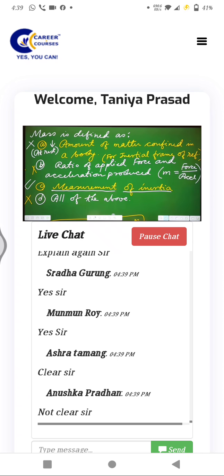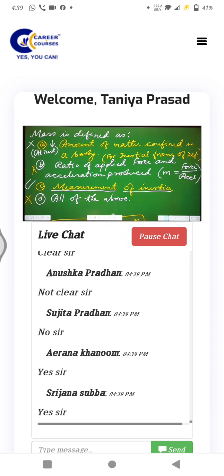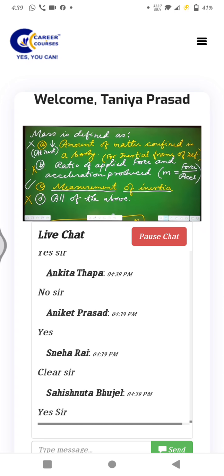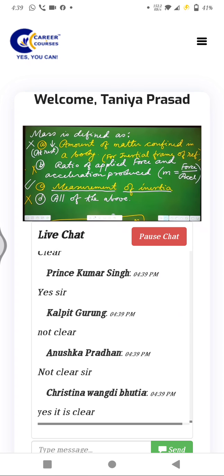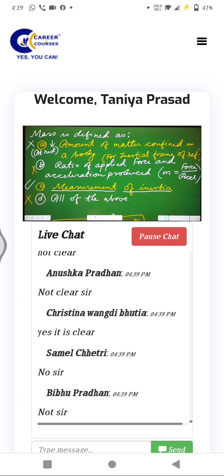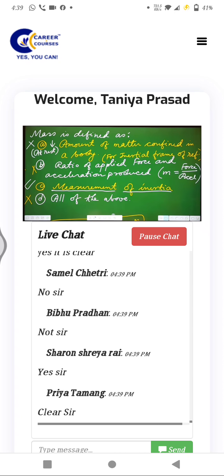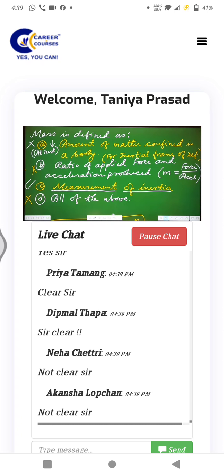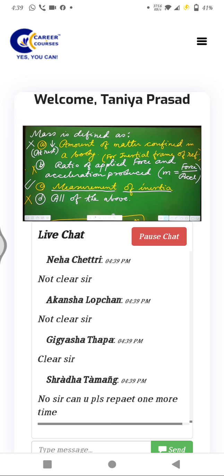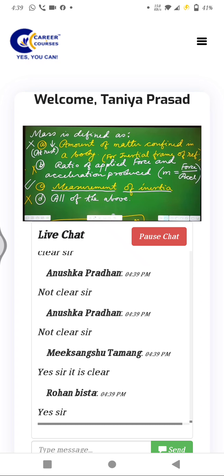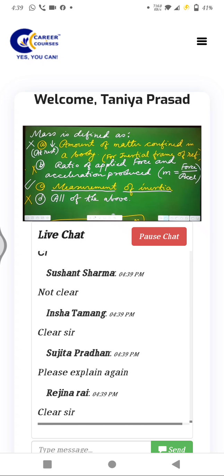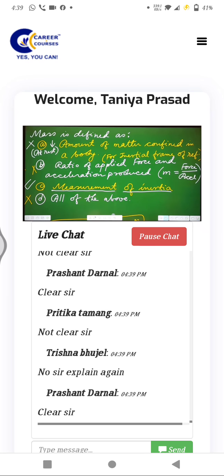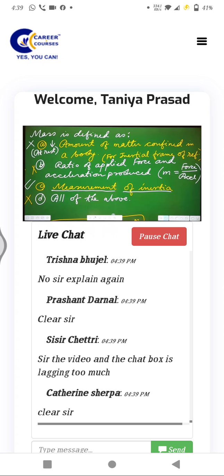If it is clear, you write clear. If it is not clear, write not clear. Yes. Okay. Please explain again. Some have told to explain again. Not clear, sir. Many of you have told yes, it is clear, and some of you have told that it's not clear. In which part is it not clear? Whether for all parts or not?